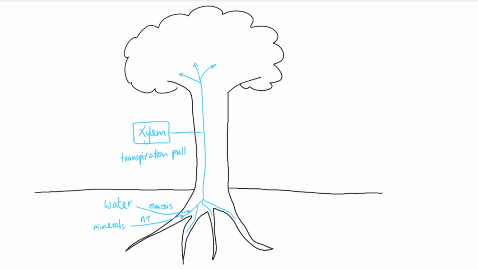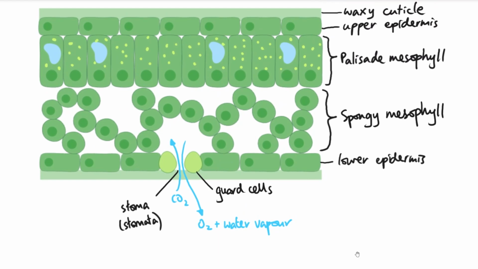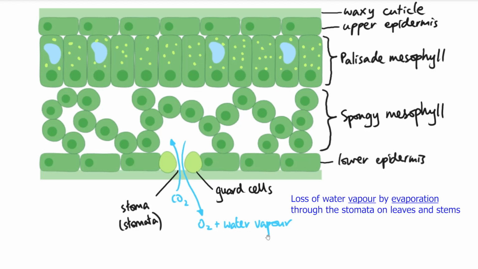Now, I mentioned the word transpiration a few times now, but what is actually transpiration? So as I mentioned earlier in this picture, the water vapor can actually evaporate and leave the plant. That particular process is transpiration. So transpiration is the loss of water vapor by evaporation through the stomata on the leaves and the stem. As I mentioned, it's a bad idea.